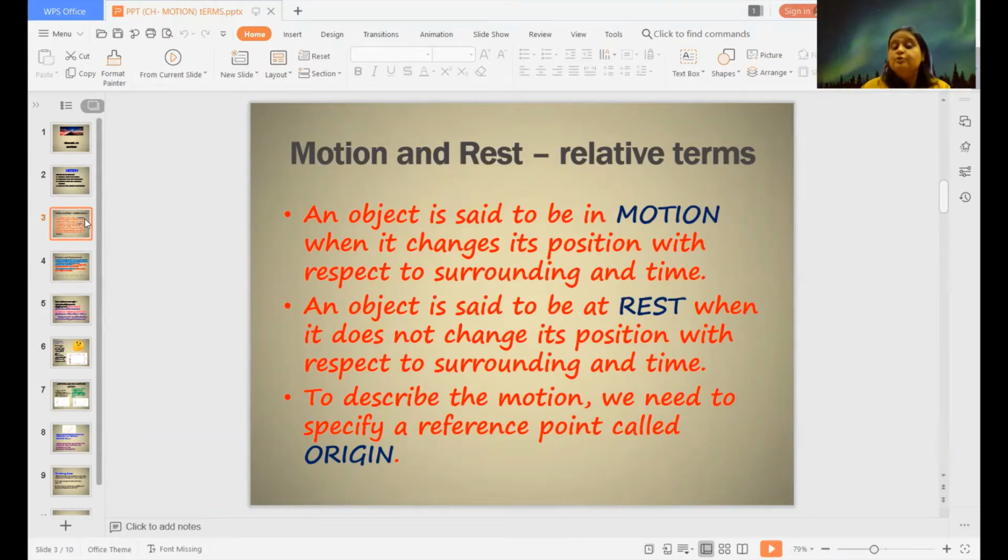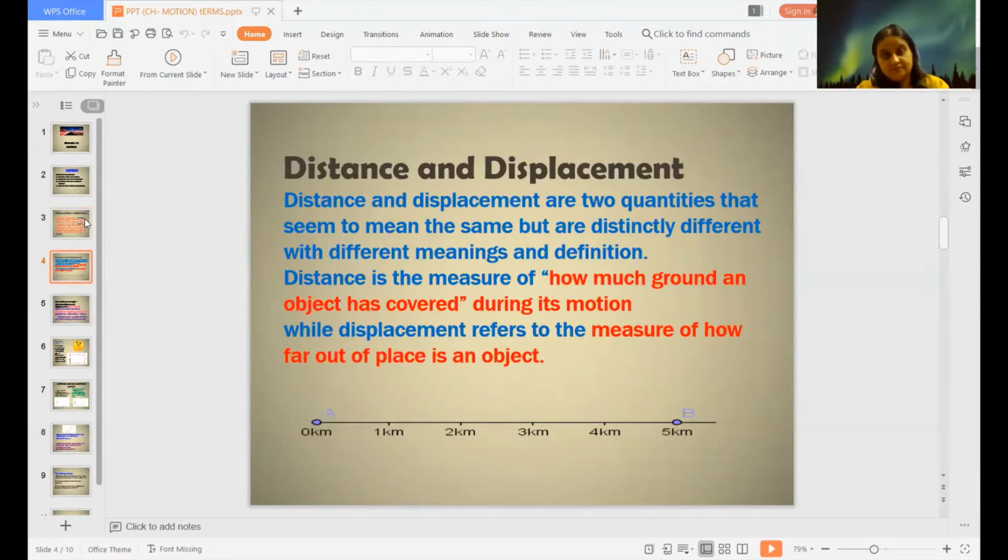Is it changing its position or not? If the other object is changing its position with respect to this reference point, this origin point, then you will say the object is in motion. And if with respect to this origin reference point the object doesn't change its position, it remains at the same position, then you will say the object is at rest. So this is how you can define motion and rest.